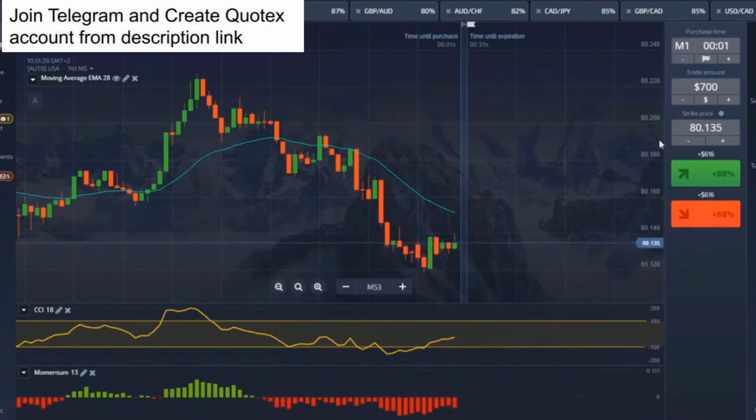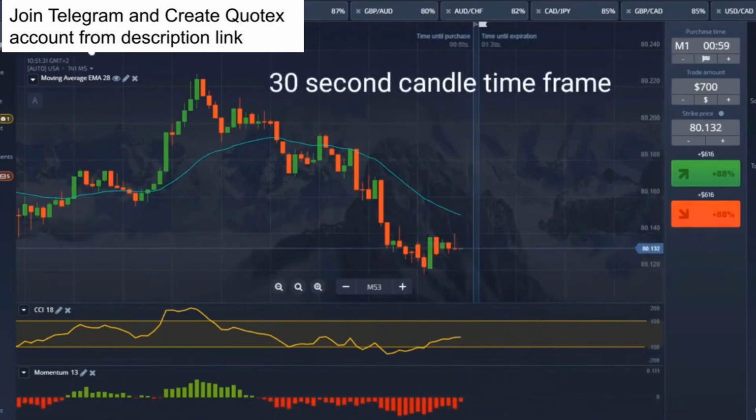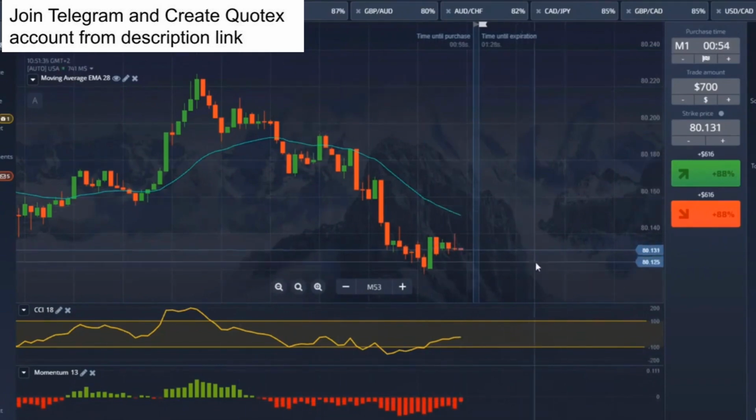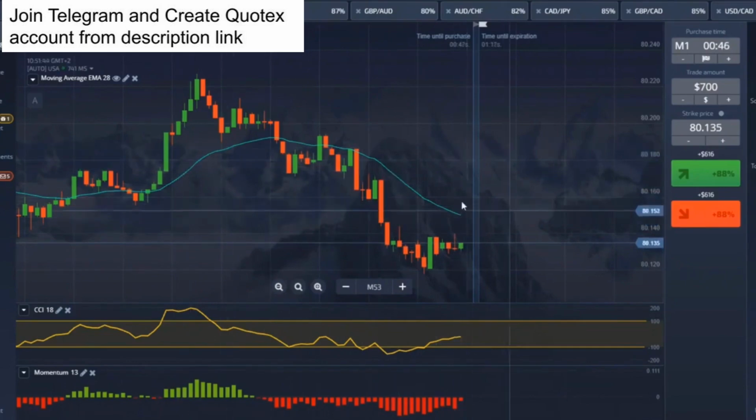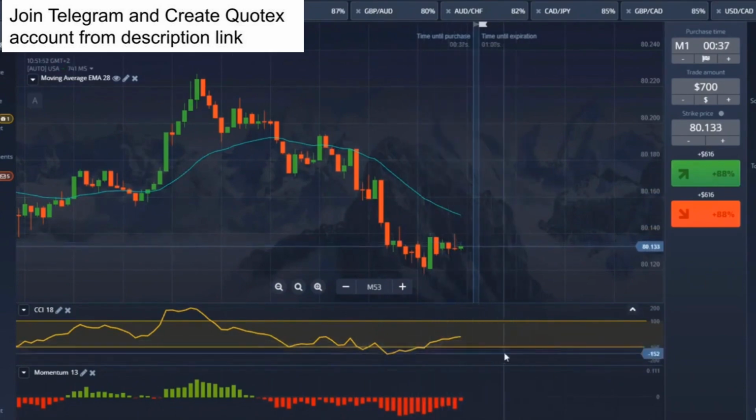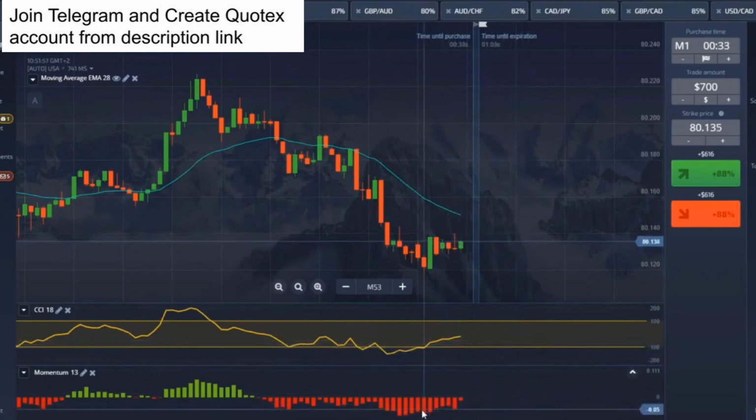Don't forget we are doing this for 1 minute and 30 seconds candle time frame. That's just it. So the analysis is that when the moving average line was above the candlestick, our CCI is beneath or at the bottom of the CCI line here, this particular line, while we are having a red signal in our momentum, then we are giving it a put option for 1 minute.